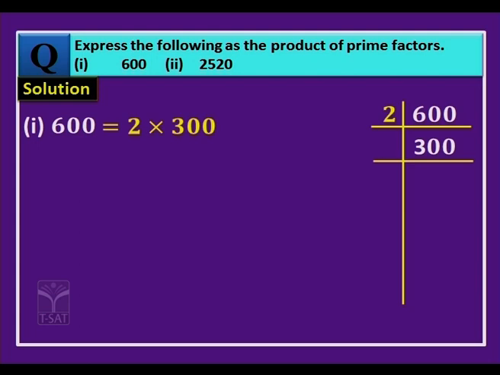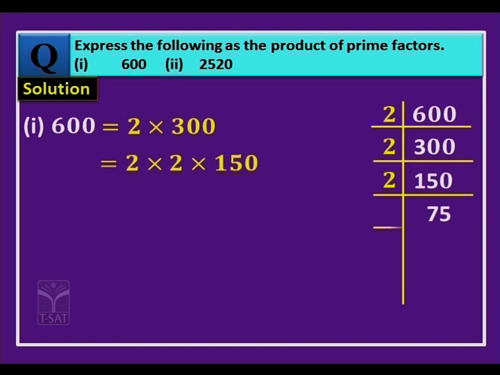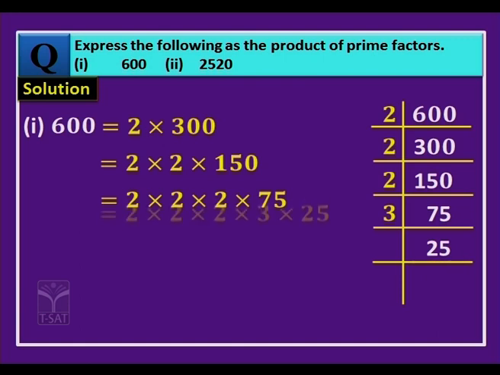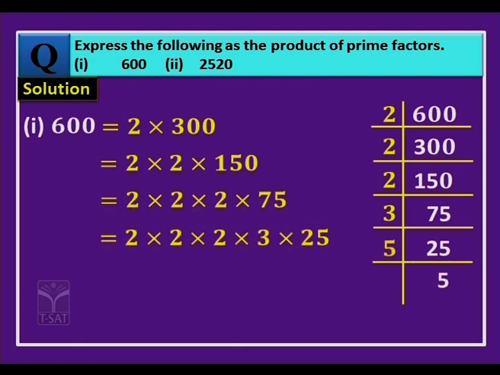Now, again we divide 300 with 2. What do you get, children? Yes, 150. So, this can be written as 2 into 150. Then again on dividing this with 2, we get 75, that is 2 into 75, and dividing with 3, we get 25, and further dividing we get as shown on your screen.